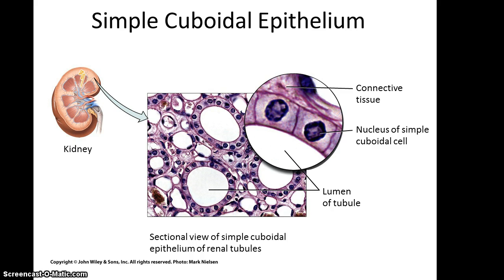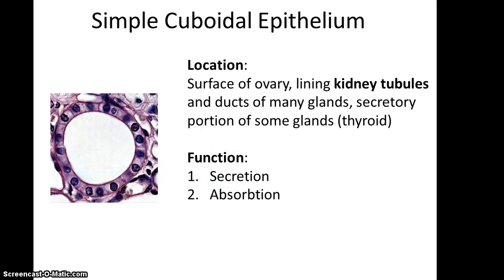Simple cuboidal epithelium. As you see here, it often ends up in a ring shape. So what you should see here is one layer of cuboidal cells all the way around. Sometimes you might see two cells on top of each other in one or two places in the ring. That's okay, that's just mitosis going on. It is found in many locations, including the surface of the ovary, the lining of certain parts of the kidney tubules, ducts of many glands, and also the secretory portion of some glands, for example the thyroid. So it's very often important in secretion and absorption.